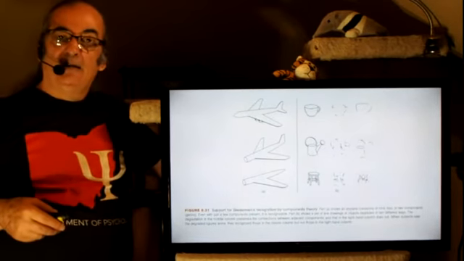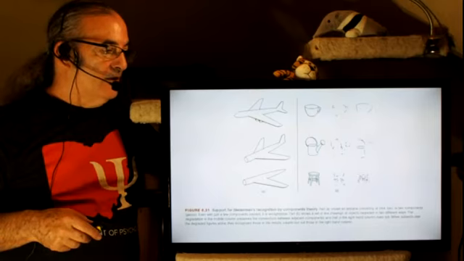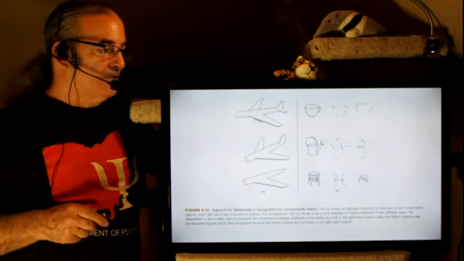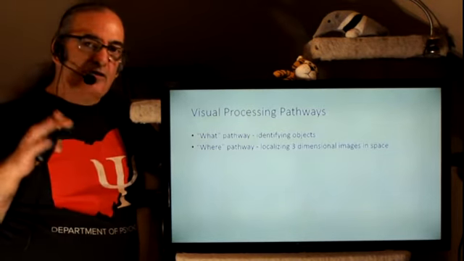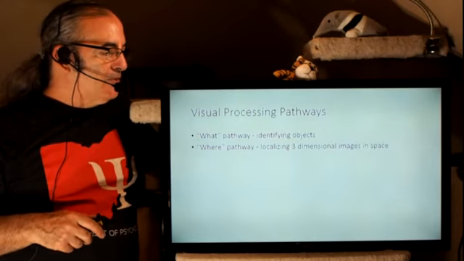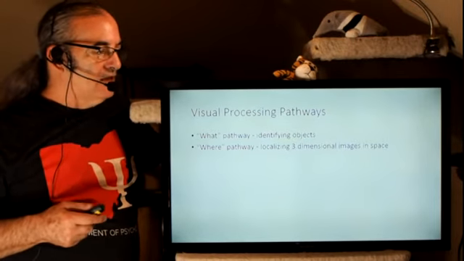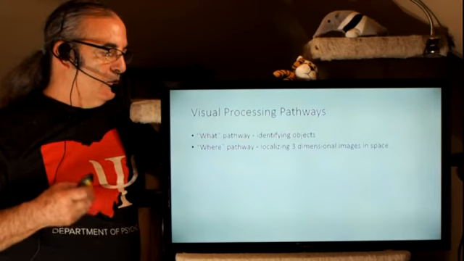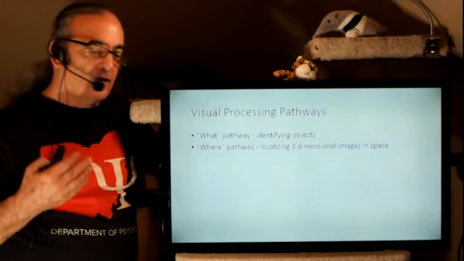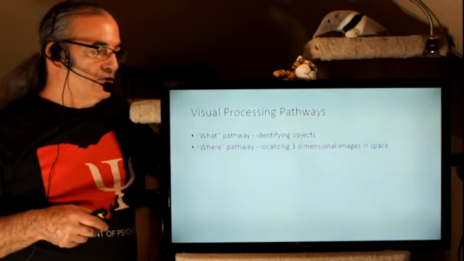We have a very highly evolved visual system, right, with these perceptual components. So let's talk just a little bit about visual processing pathways. The what is identifying objects. Where is localizing the three-dimensional images in space.